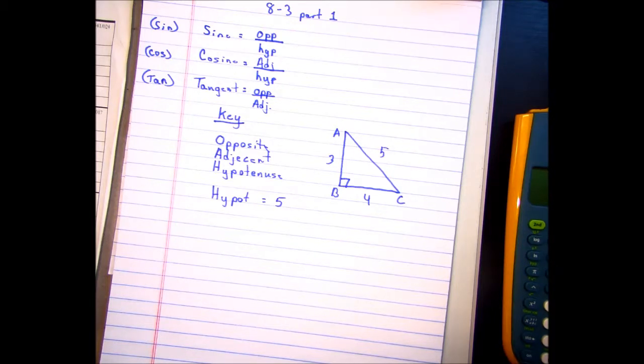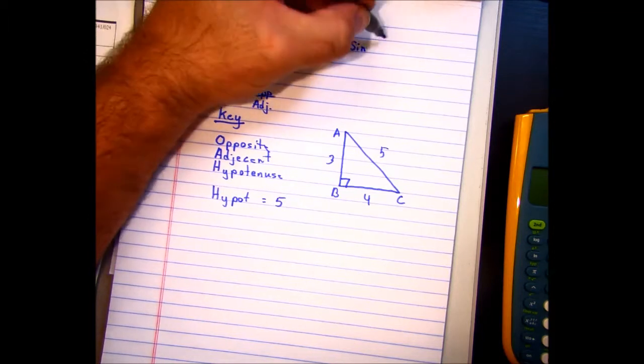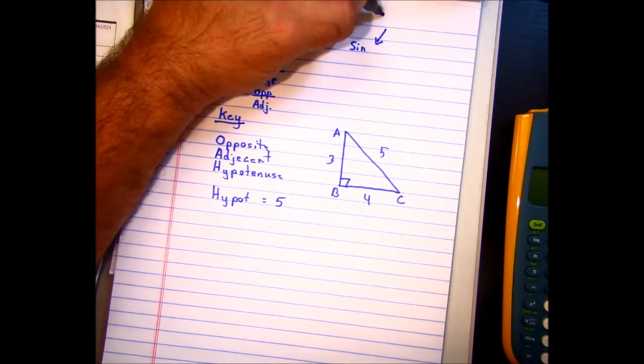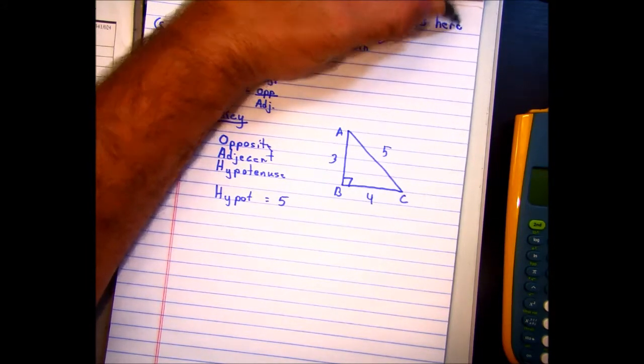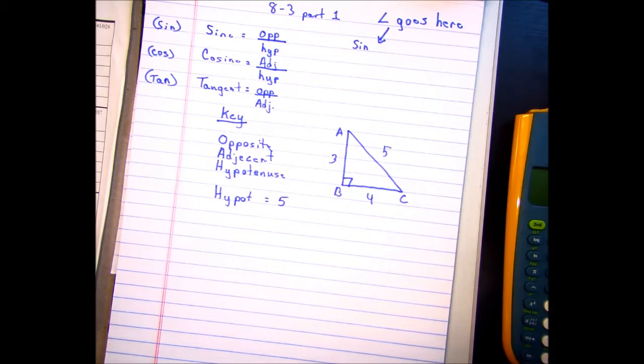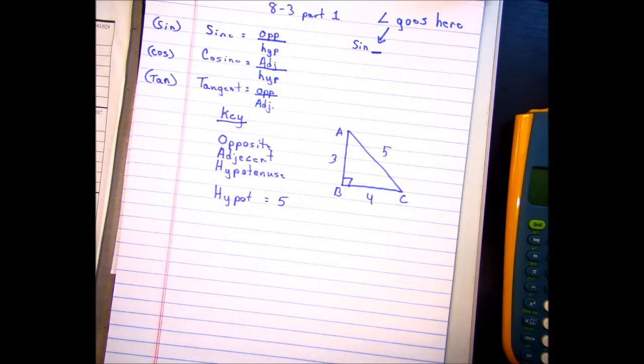Some of you are sitting there going, okay, well, how do I know where I'm going to start? In this process, your angle goes here. That's how you know what you're talking about. It will always go after the word sine, or in this case, we write it S-I-N. Please don't say it's sin. It's sine. We read it as sine even though we write sin. All right? So, here we go.